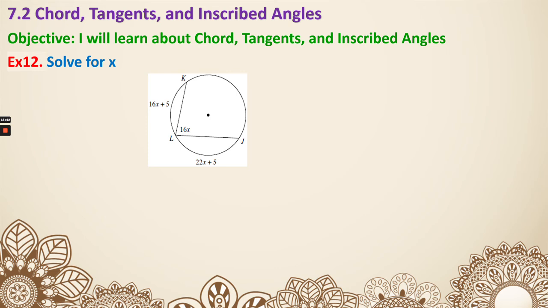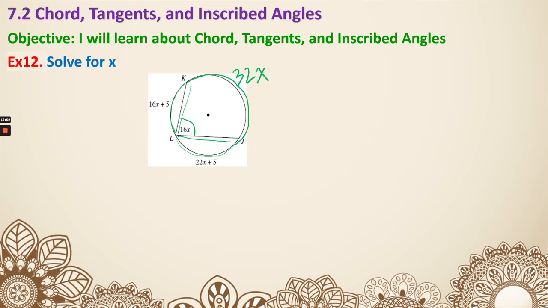So the first one, we see this part is being represented, this other part is being represented. There doesn't seem to be any solid angles we can use. However, this angle right here is facing this side of the arc, which means it's going to be twice of this angle. So it's going to be 32x.